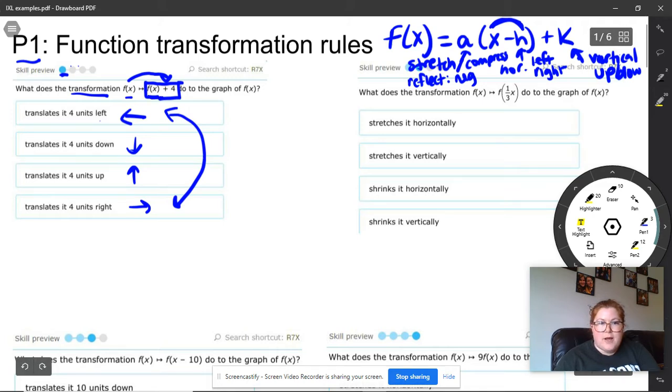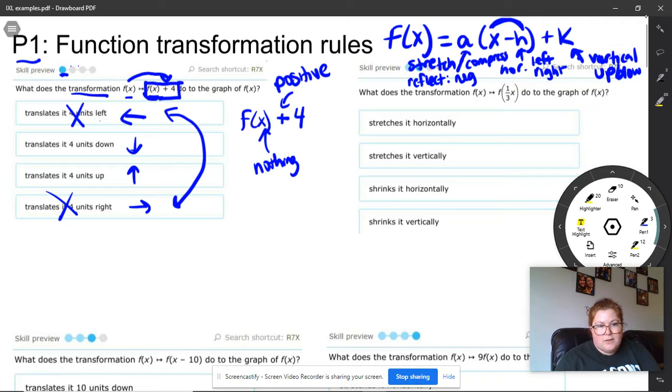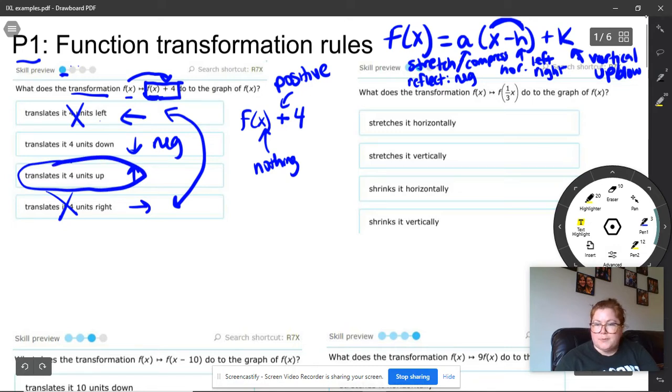Now, if I look at this function here, it's f of x plus 4. There's nothing inside with my x. So that means it cannot be the first one or the last one. It cannot go left or right. On the outside, I'm going plus 4. And we know plus means positive. So then I know that it can't be going down because down means negative. So I have to be going up. So that would be my answer for that example.